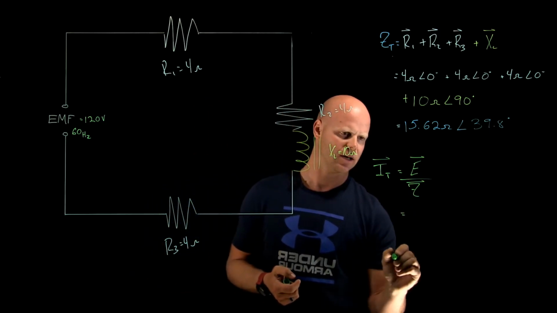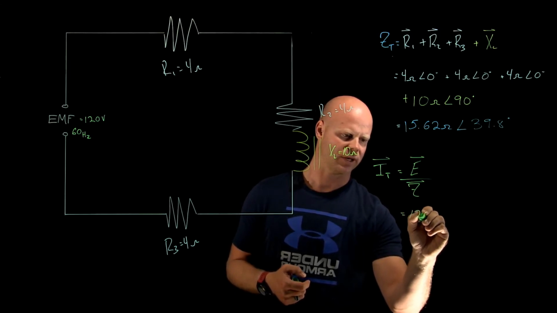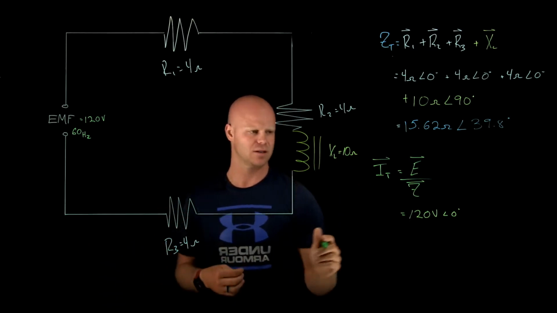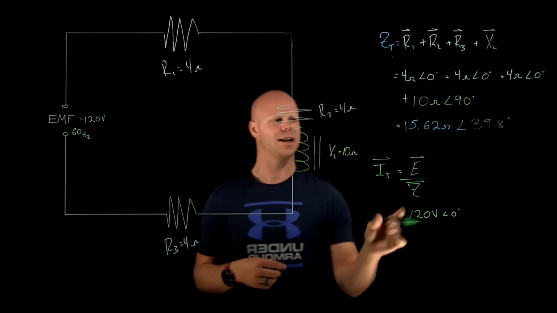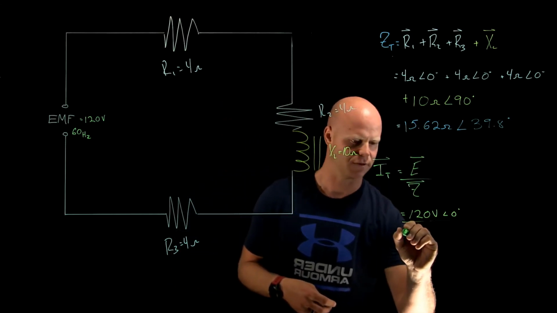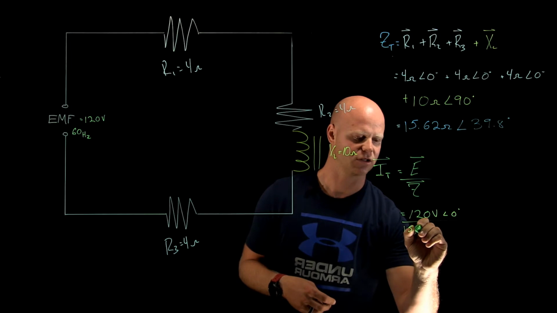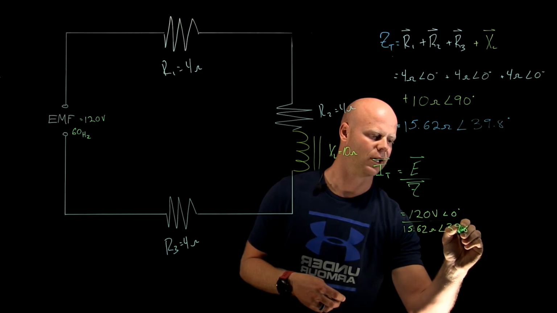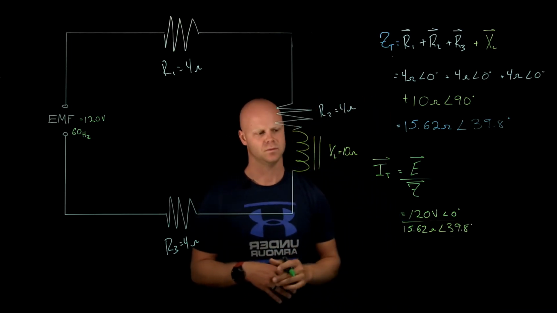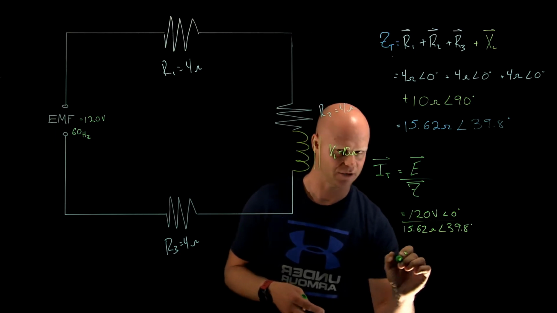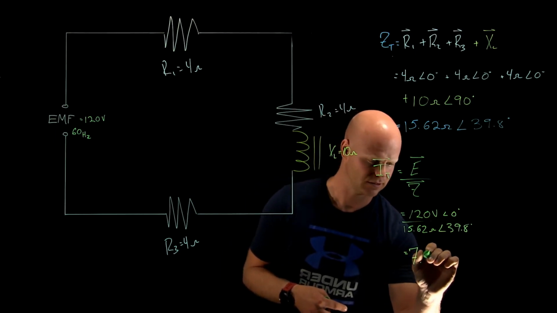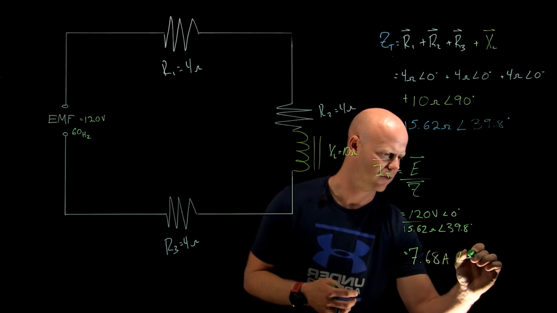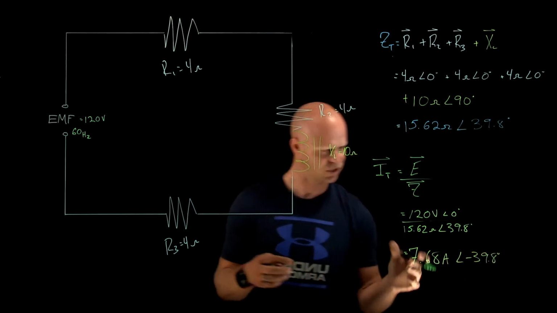So with my EMF, I have 120 volts at 0 degrees because it is my established reference. It's the thing that remains constant. And I'm going to divide that by my impedance, which is 15.62 ohms at 39.8 degrees. So when I compute this, I get a value of 7.68 amps at negative 39.8 degrees, which is perfect.